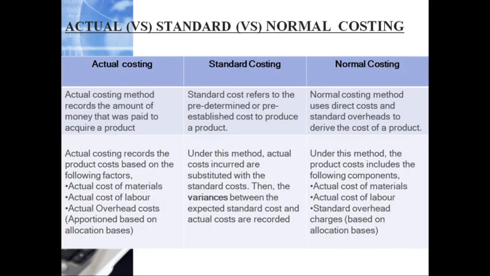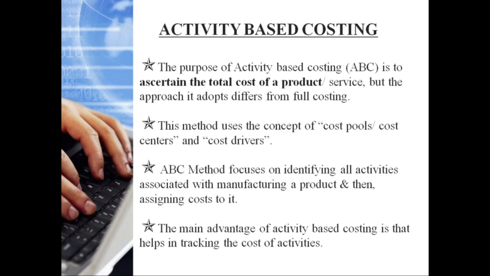And then we saw something called actual, standard and normal costing methods. Under the actual costing method, the total cost is calculated using actual cost of material, actual cost of labor, and actual overheads. While the standard costing method uses expected cost of material, expected cost of labor, and expected overhead. And why do we use expected cost under standard costing? In order to find out the variance between expected and the actual cost that is recorded. What is normal costing? Under the normal costing method, we use actual cost of material and actual cost of labor, but standard overhead charges.